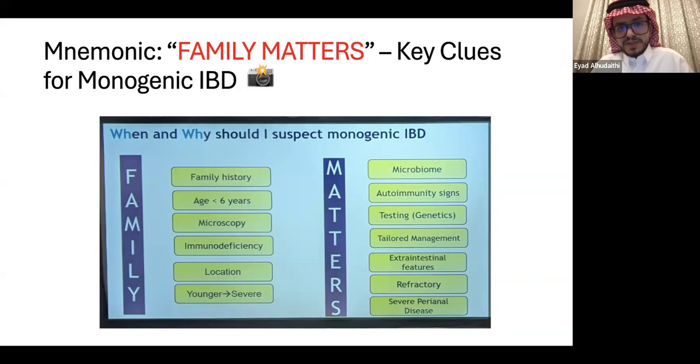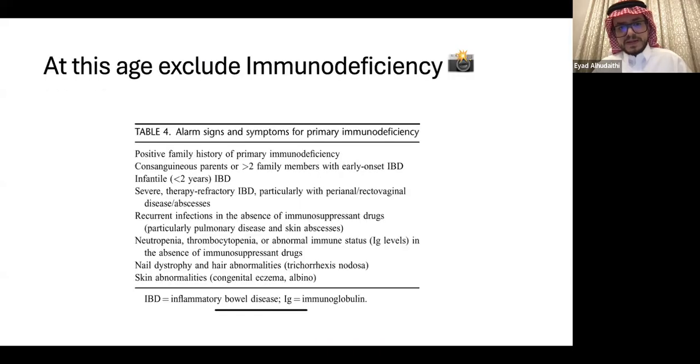So I chose not to present many slides because I find this summarizing most of the very early onset IBD. You can take a screenshot of that. It's a red flag or alarming sign for when to suspect primary immunodeficiency.